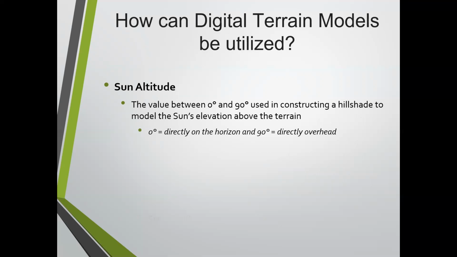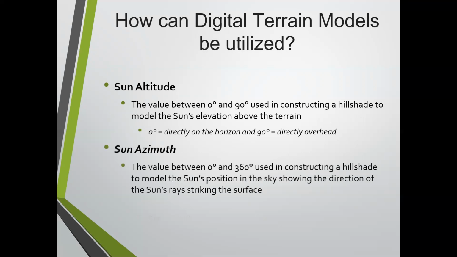0 is directly on the horizon, and 90 is directly overhead. For sun azimuth, anywhere from 0 to 360 can help you do that. And I don't know if anybody's used some BIM programs. You can create some site work in there and do this kind of thing. If you've generated a building and placed it on a site, Revit will allow you to do this. It has hill shading capabilities.